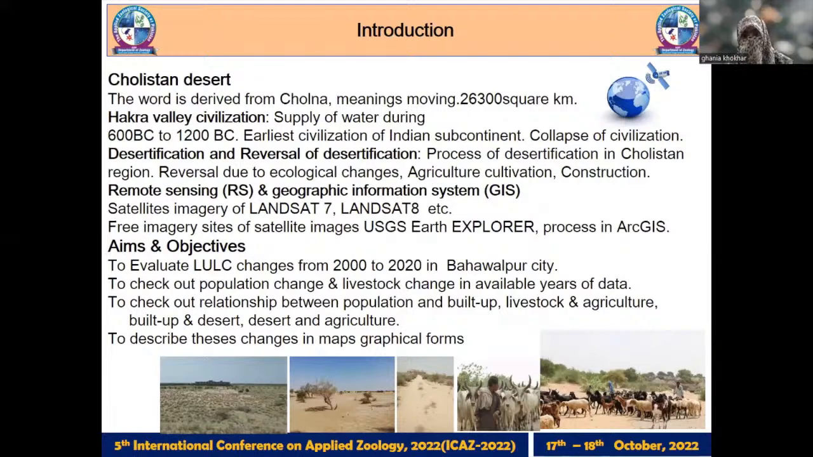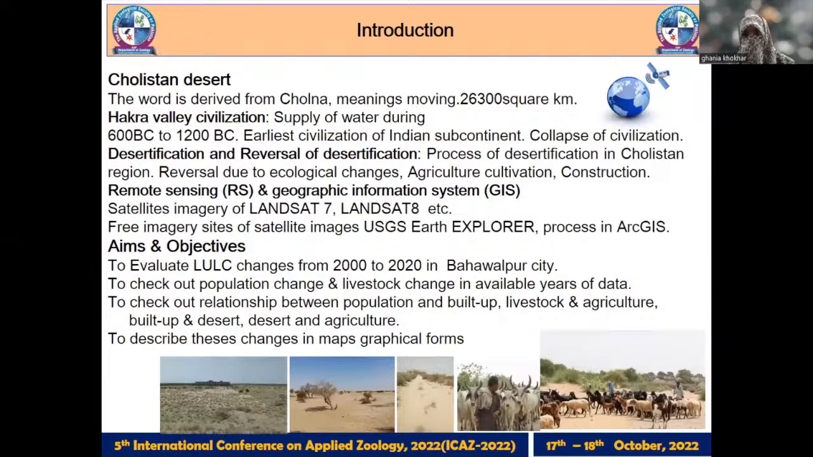After the collapse of this civilization, the process of desertification started. After millions of years, it is now considered that there are some ecological changes in this region. So it is important to check these ecological changes. This has been monitored through remote sensing and geographic information system. The satellite imagery of Landsat 7 and Landsat 8 has been used in this study. This imagery has been downloaded from USGS Earth Explorer and processed in ArcGIS.